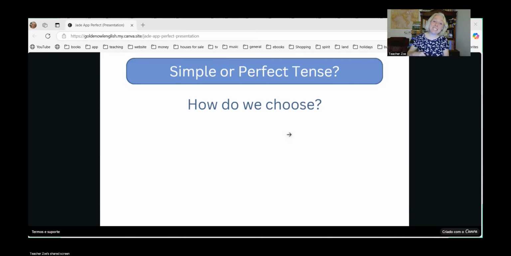Hello, so my name is Teacher Zoe, and I'm here today to talk to you about the wonderful topic of simple and perfect tenses. And when do we use these simple and perfect tenses? I love tenses, don't you? I could talk about them all day, and I hear this rumble of horror around the whole world.